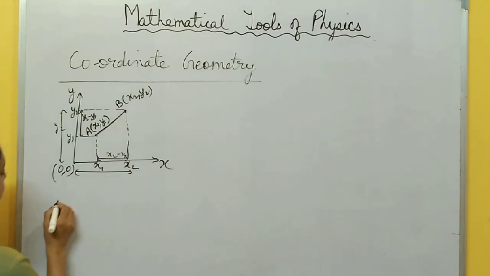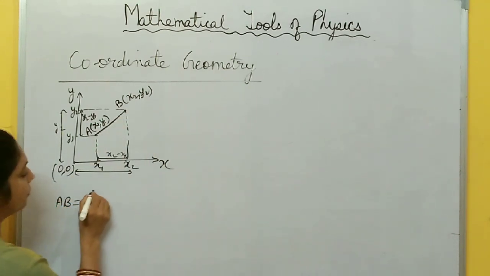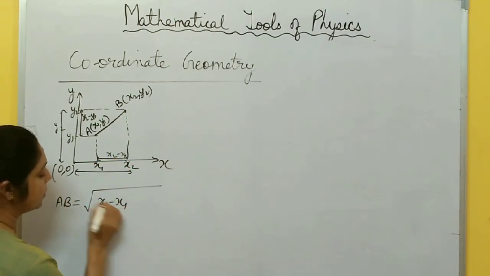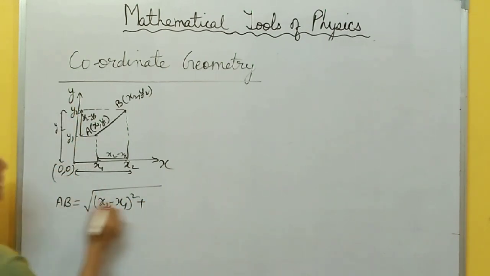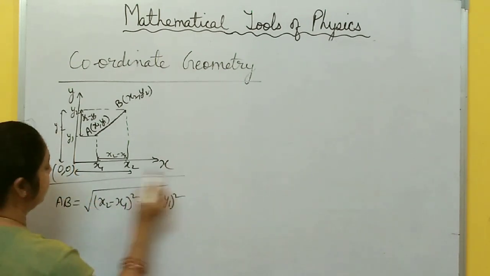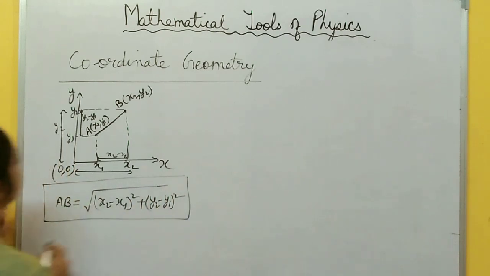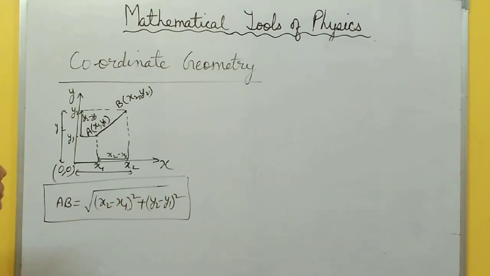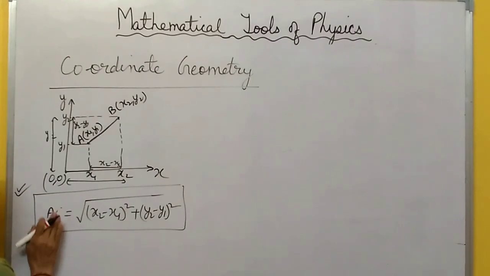Now you have to find the distance between these two positions, that means AB. So the formula is AB equal to under root of x2 minus x1 whole square plus y2 minus y1 whole square. In this way, you can find the distance between these 2 points A and B. Only this formula is important. Other formulas are also there, but basically this formula is used. You can write AB or distance also.